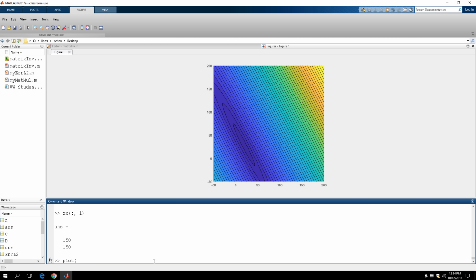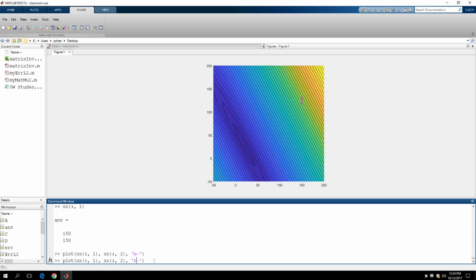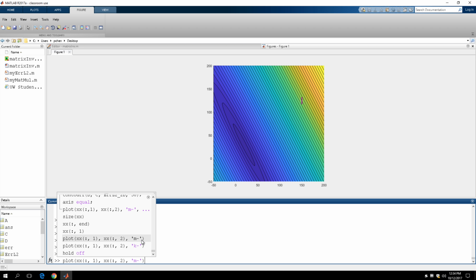Let me see. The first row, right? And then the second row. I was using magenta. And then maybe if I do not use line width, let's see if it's gonna work. But maybe change to a different color, say okay. It looks like there's some problems with the display. So let me hold off, and then let me just plot the line.